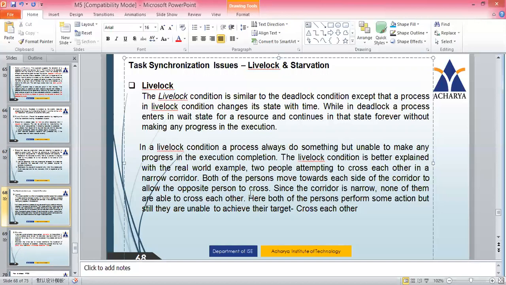So let me take an example of a narrow road and two vehicles that want to cross in the opposite direction. There is a narrow road. Two vehicles are facing each other. Now, deadlock means both the vehicles have stopped and they're not moving. That is deadlock. But in a livelock condition, they're trying to see whether there is any possibility to move towards the corner of the road and then move slowly.